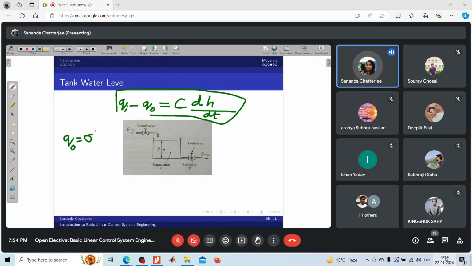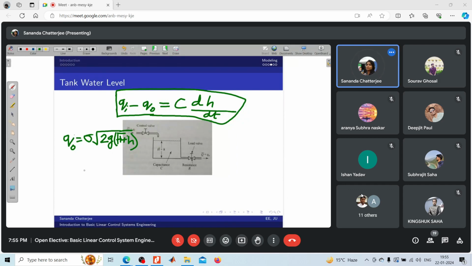Okay, so it will be equal to root 2g (h bar plus small h). Okay, so this output flow will actually depend on the height of the water level in the tank. Do you agree?